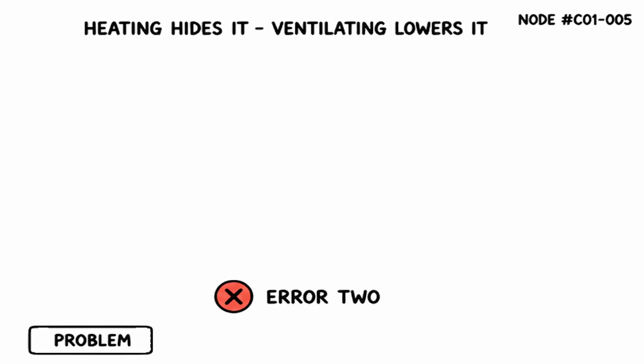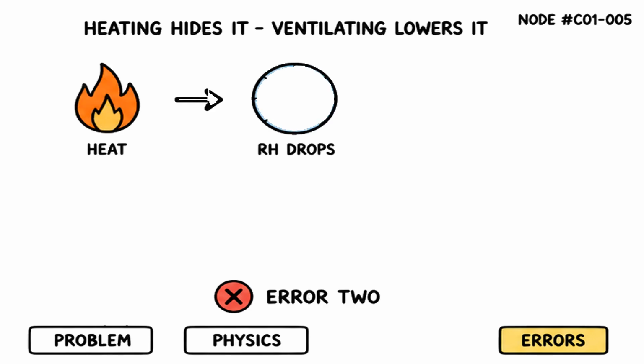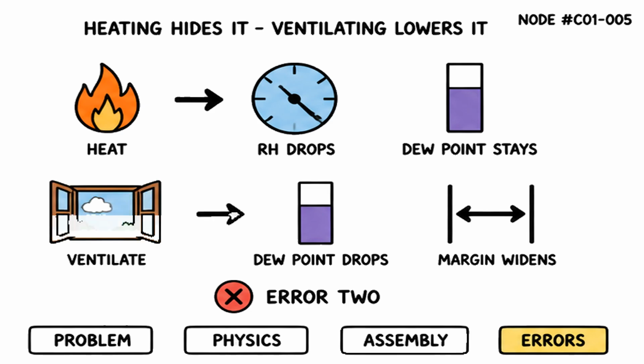Error 2. Assuming lower humidity always fixes dampness. Heating the air alone lowers relative humidity, but the dew point stays put because the moisture is still there. The real lever for dew point is removing moisture, ventilation.